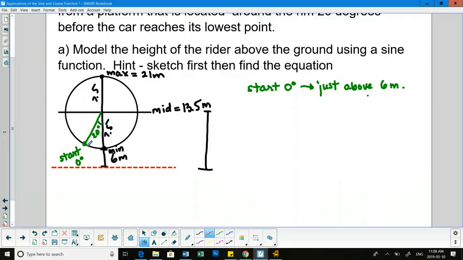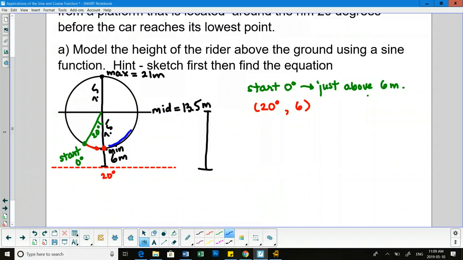And then I'm actually just going to be interested in the rotation as we move to the important points, the max, the middle, and the min. So at the minimum, when we rotate, how far does it take us to get to this location right here at the minimum? How many degrees? 20 degrees. So at 20 degrees, how high are we above the ground? 6 meters. So at 20 degrees, from the start, we're 6 meters above the ground. That's awesome. Okay, so this is 20 degrees.